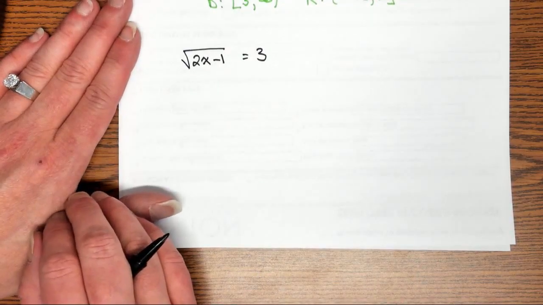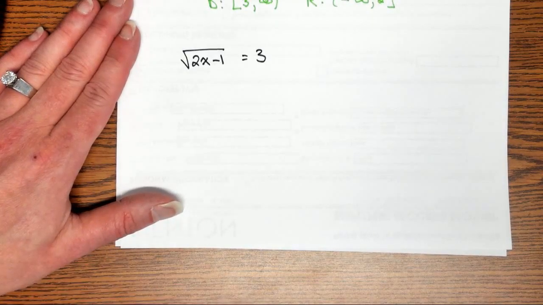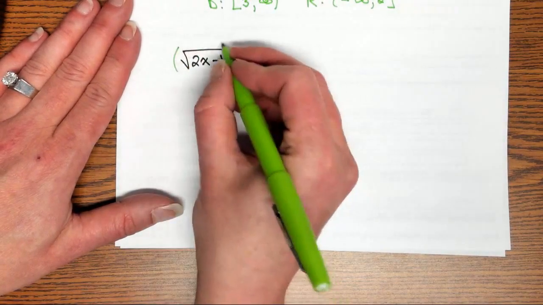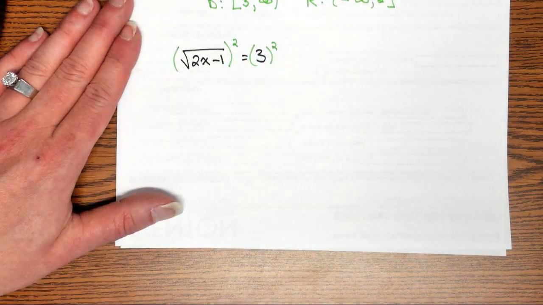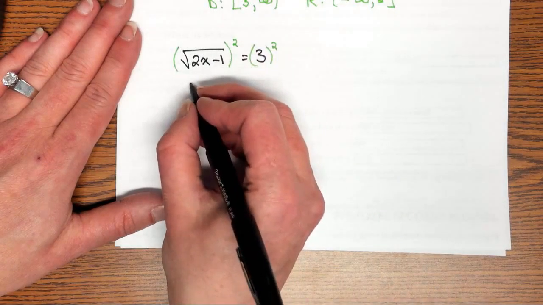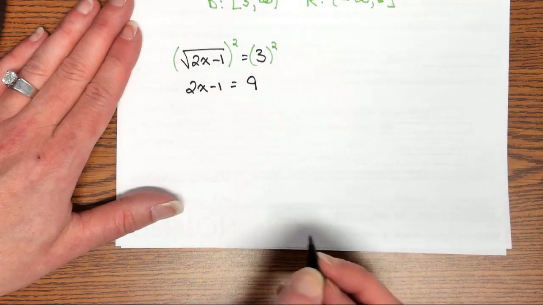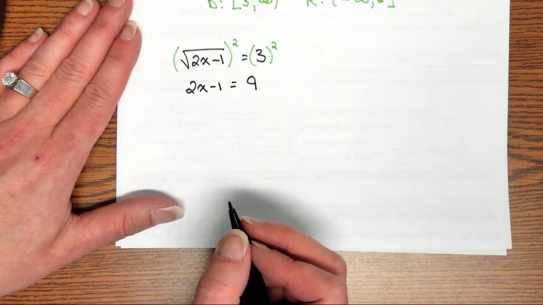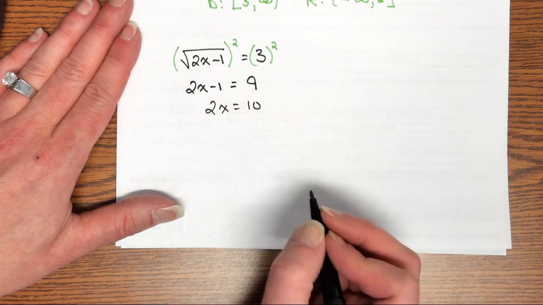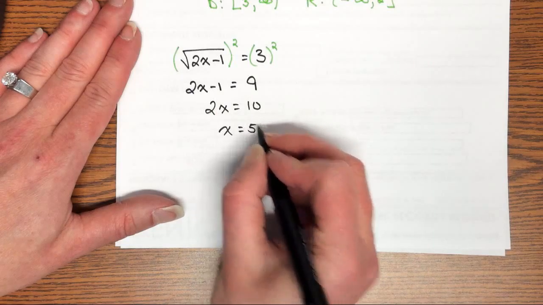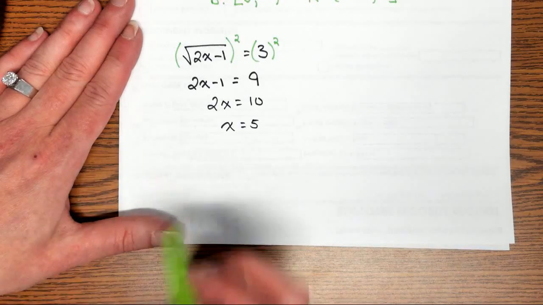So the first step was to isolate our square root. Well, this one's already isolated. So to undo a square root, we square both sides. When you square a square root, they undo each other. So we'll just have 2x minus 1 over here. 3 squared is 9. Now it's just a simple equation. We would add 1 to both sides. So 2x equals 10. So x is 5. Make sure we check them, because sometimes we could have extraneous solutions.